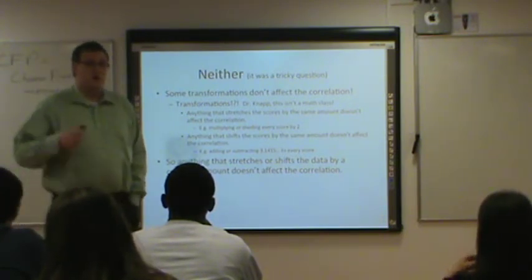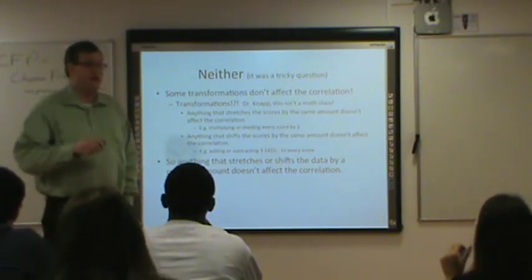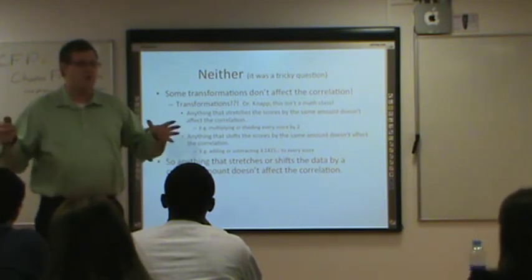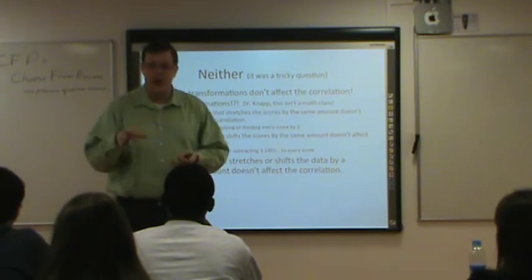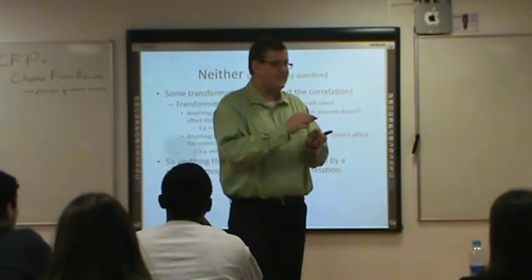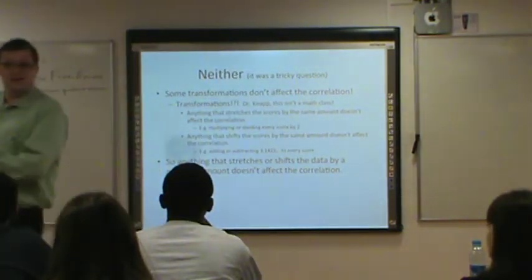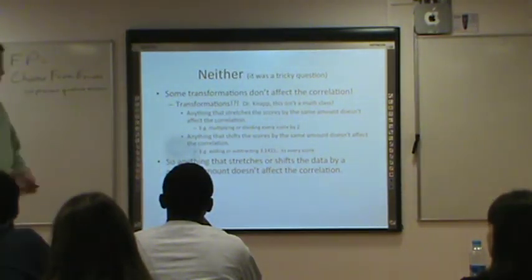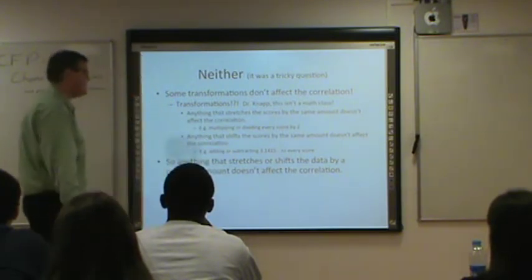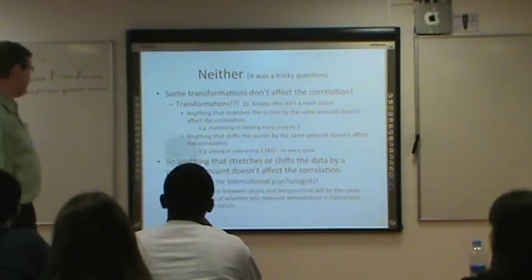Other things will screw up the correlation. If we take the square root of everything, that will affect our correlation. Why? Because the square root doesn't change everything by the same amount. Right? The square root of 2 affects 2 much less than the square root of 100 affects 100. So these sort of linear transformations are the things that we can do without affecting the correlation.